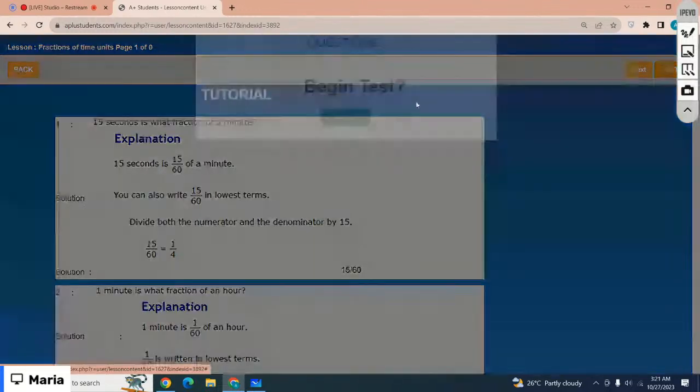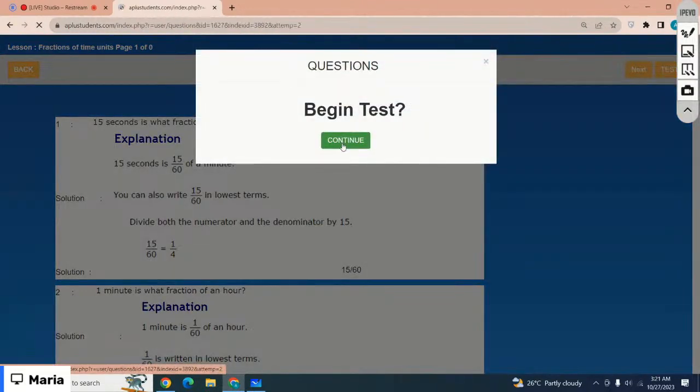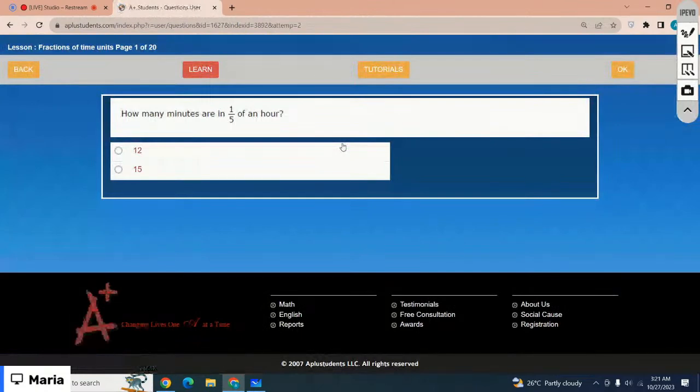Let's just start with the practice questions. They are very easy. You just have to understand the question carefully, right? How many minutes are there in 1/5 of an hour? Which is the correct option?